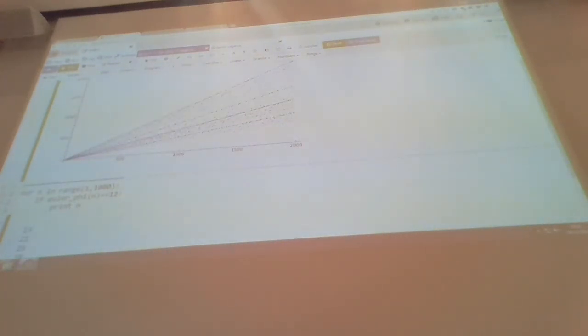Okay, let's go. For n in the range 1 to, let's go, 1,000, just to be sure. If Euler phi of n is equal to 12, then I want to print n. And the bar stopped flashing, so it's finished. And yeah, it's just found those solutions, 13, 21, 26, 28, 36, and 42.